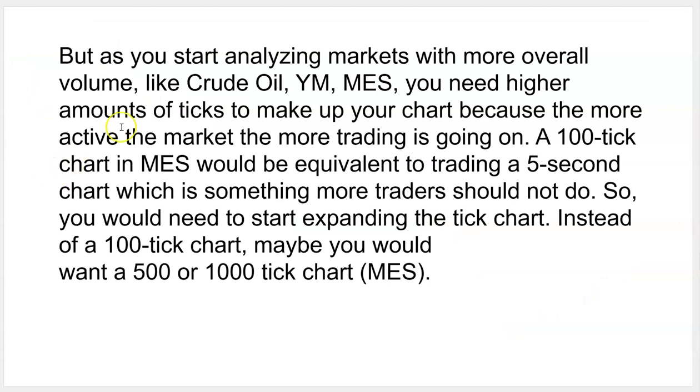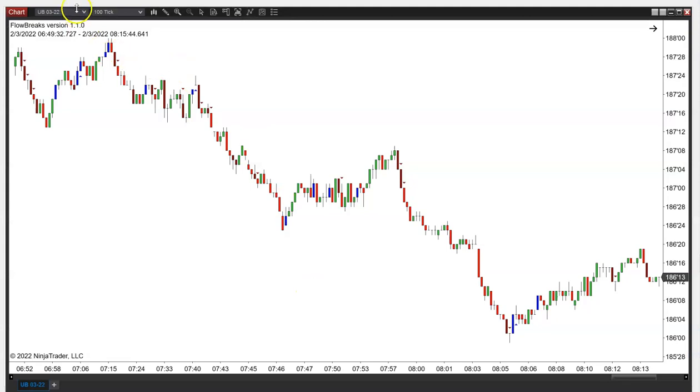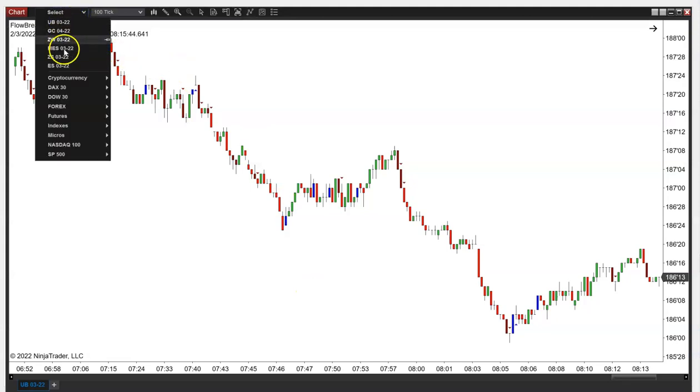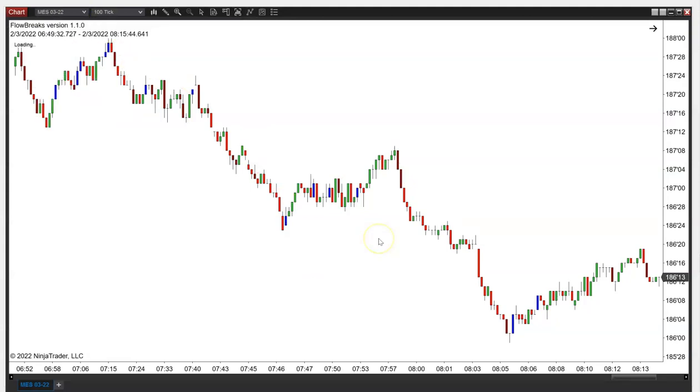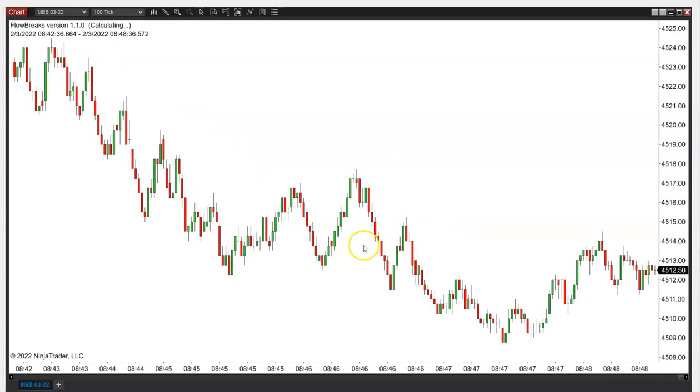Now, as you start analyzing markets with more overall volume, like crude oil, mini Dow, MES, you're going to need a higher amount of ticks to make up your chart, because the more active the market, the more trading is going on. So a 100 tick chart in MES would be equivalent to trading a 5-second chart. Basically, let's go back to the chart and pull up the MES chart, and put the crosshairs on.